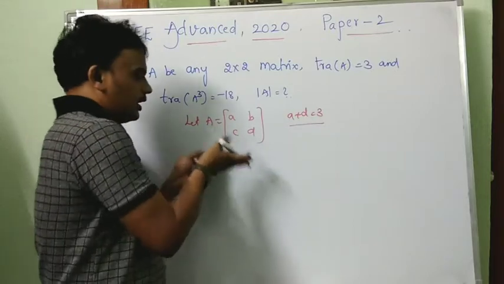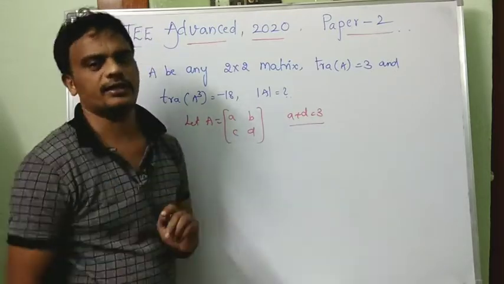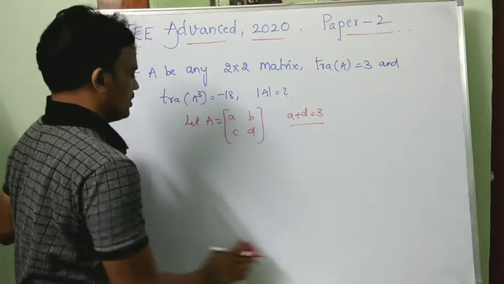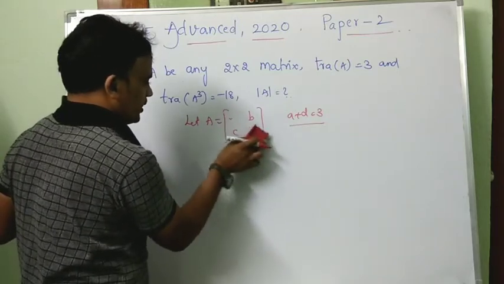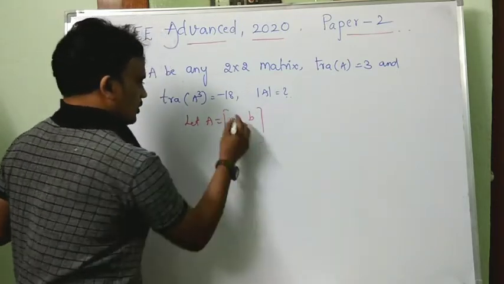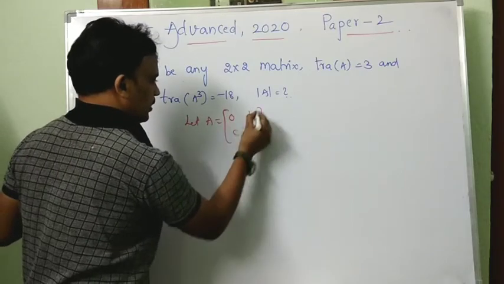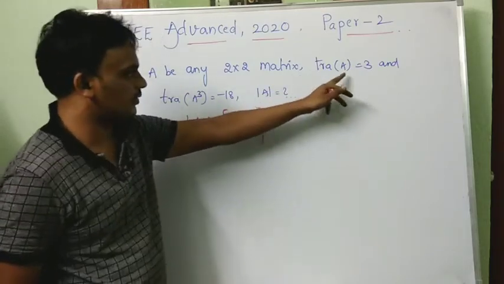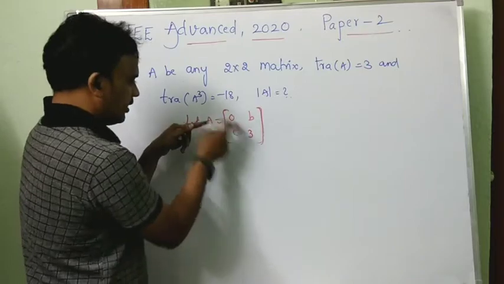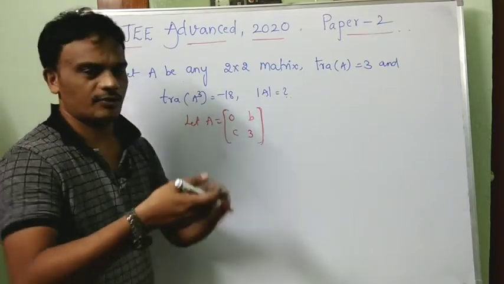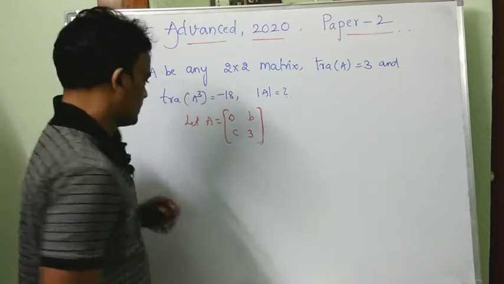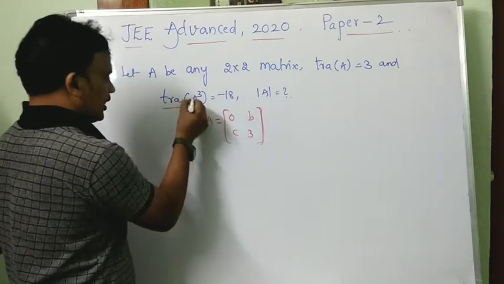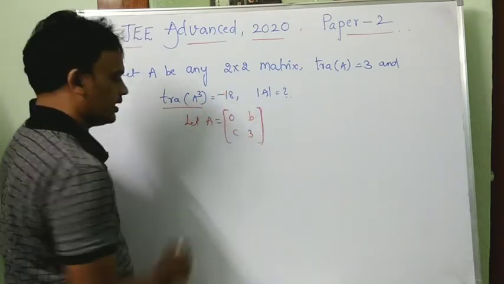If you follow it like this, the problem will be very lengthy and we get much difficulty. That's why I am going to take it like this, with 0 and 3. According to this, the trace of A is already given as 3. According to that, I have taken the elements like this, then the problem will be easy. Now I am going to find A cube, whose trace equals minus 18.